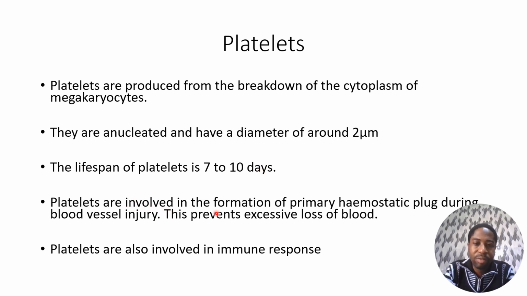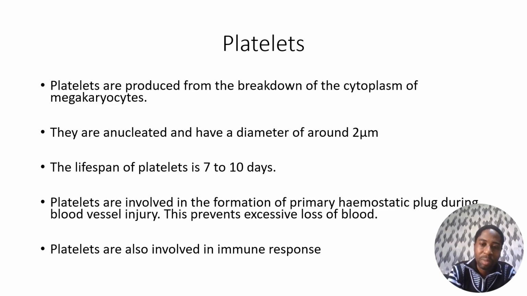Platelets are involved in formation of what we call a hemostatic plug to prevent excessive blood loss during injury. So whenever you have a cut or an injury that causes bleeding, platelets will rush to the site of injury, the site where the blood vessel is injured, and then form a seal at the injured blood vessel to prevent excessive blood loss.